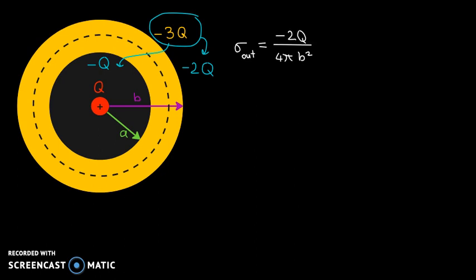In part C, we're calculating the surface charge density for the outer surface of the shell. On the outer surface, as we explained before, the remaining charge is equal to negative 2 times q, and the radius of the outer surface is b. So the surface charge density for the outer surface is equal to negative 2 times q divided by 4 pi b squared. If we simplify this expression, we get negative q divided by 2 pi b squared.